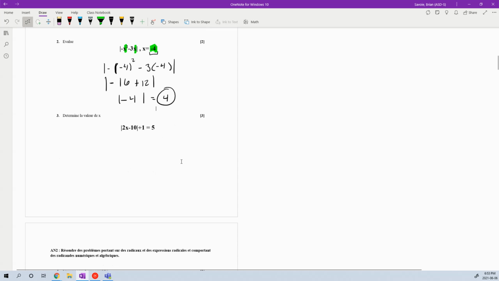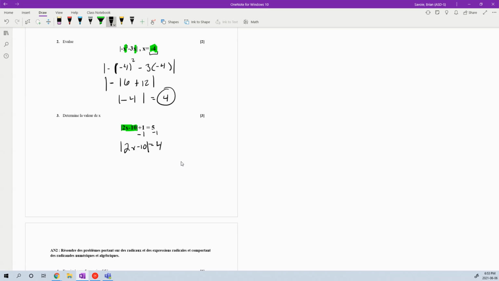Okay. And then finally, we're going to tackle this little equation right here where I've got the absolute value of 2x minus 10, plus 1, is equal to 5. First thing I want to do is get the absolute value sign by itself. My first goal is to isolate for that. Luckily, it's pretty easy here. I'm just going to subtract 1 from both sides, which will give me the absolute value of 2x minus 10 is equal to, in this case, 4.